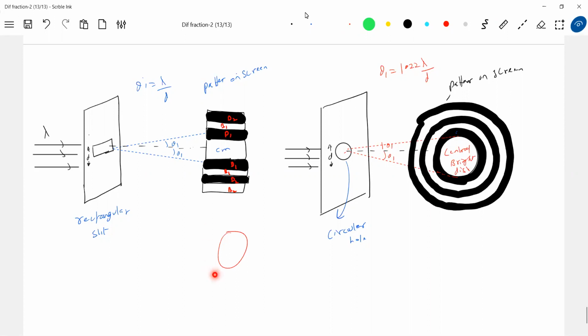The pattern we have studied is only for a rectangular slit, but what all our applications need is the circular slit. For a circular slit, the angular width of the first minima is 1.22 lambda by d. If the slit is rectangular, it will be lambda by d. The derivation is very lengthy, so I'm avoiding it. We are going to use this in the resolving power of a telescope. There, instead of writing lambda by d, I'll write this one. The difference is because of the slit.